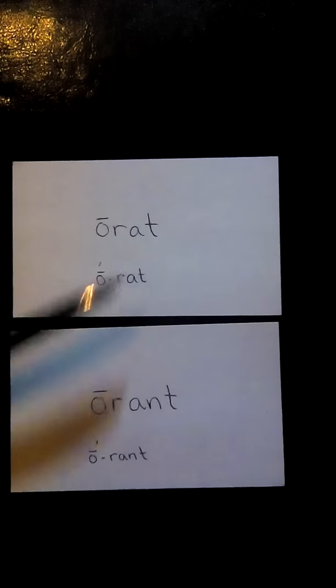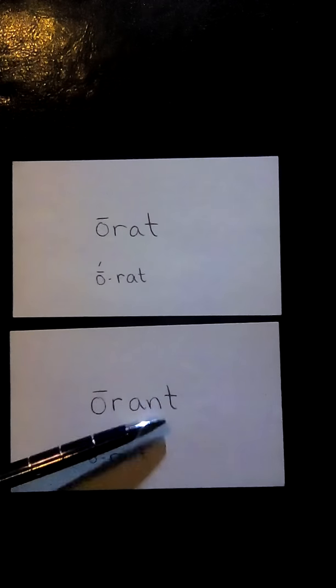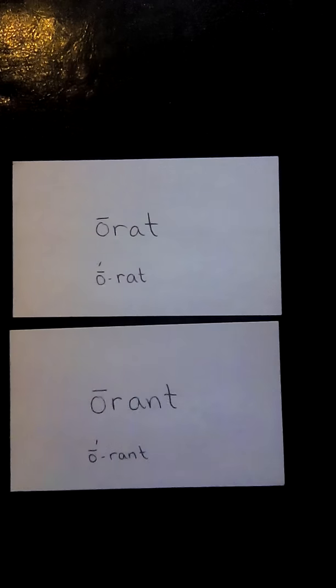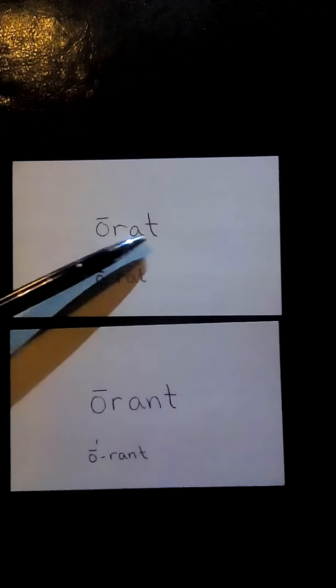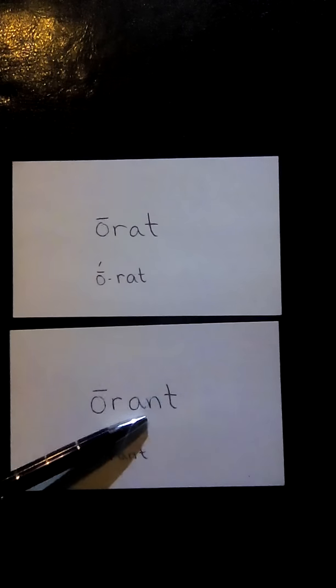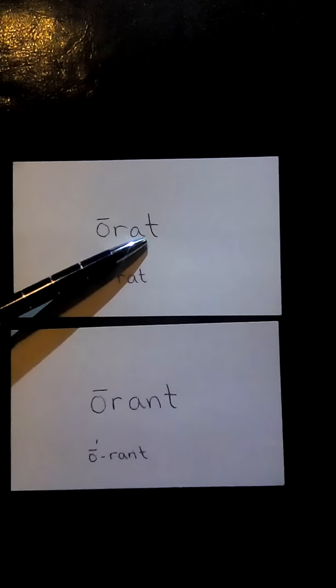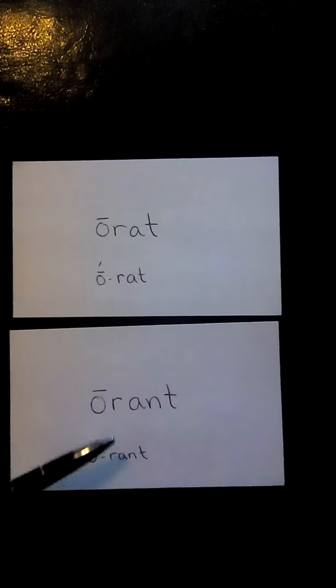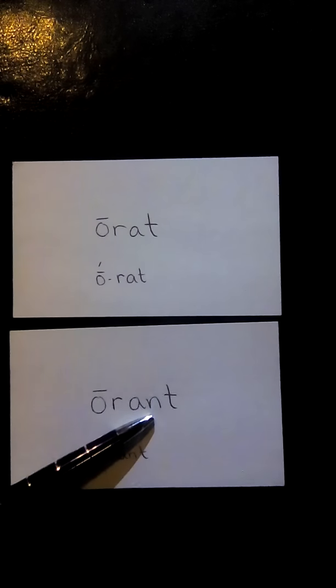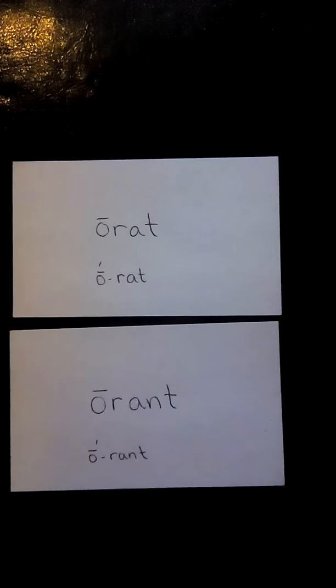Orat having a single T ending and orant having an NT ending identifies them as third person singular and third person plural. You'll see a pattern here. Every time you see a single T ending, it is third person singular having a he, she, it translation, and the NT will be third person plural having a they translation. We've broken these into their syllables, both being two syllables, the accent being on the first of the two. So orat and orant.